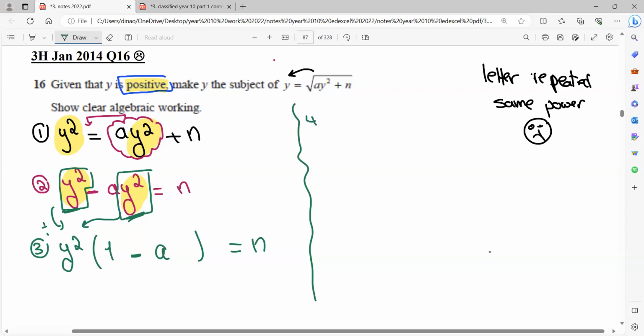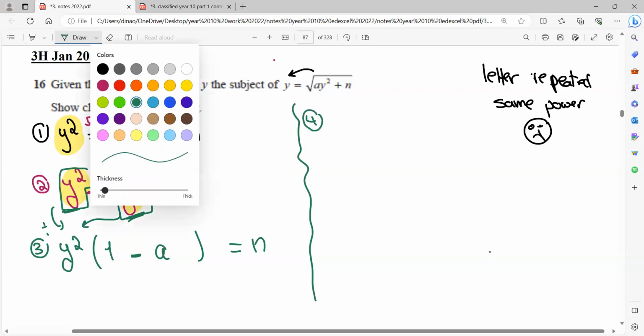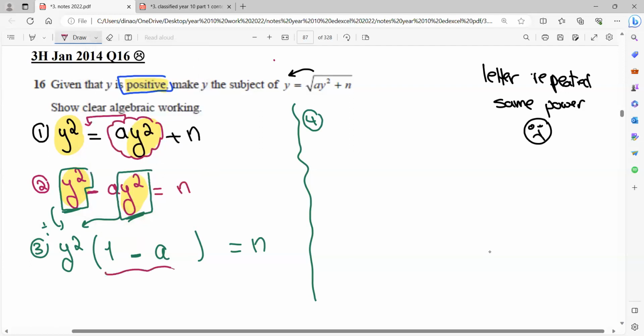Okay, now step number 4 is the objective, which is making y subject. Now to make y subject means I want one y only on one side. So I have the bracket, which is multiplied, and then I have this power 2. Now, subject of the formula is an application of solving linear equations. You always start with the weaker operation. Now, to compare between the multiplication and the power, the multiplication is weaker. So I must move the bracket first.